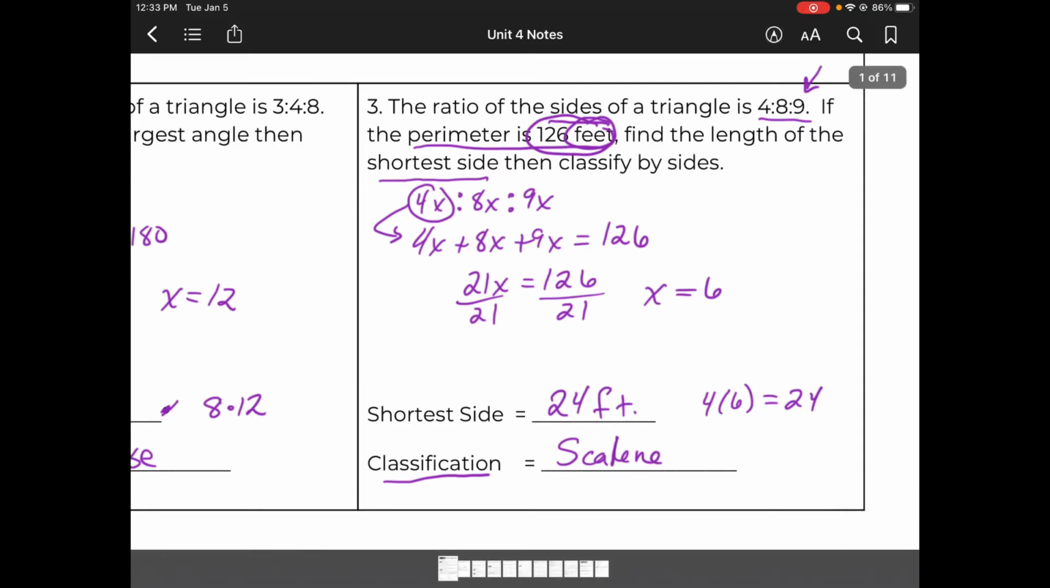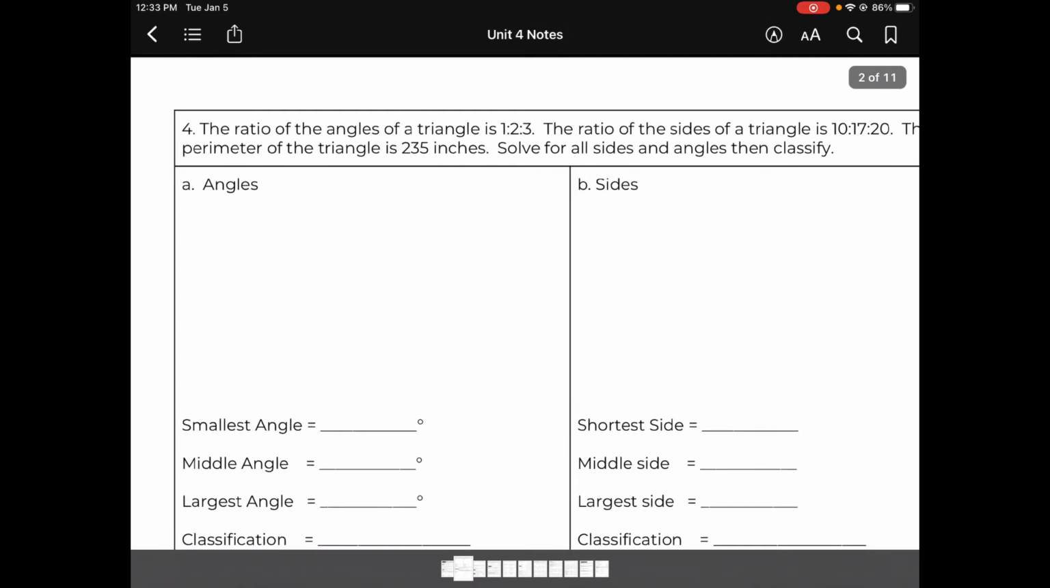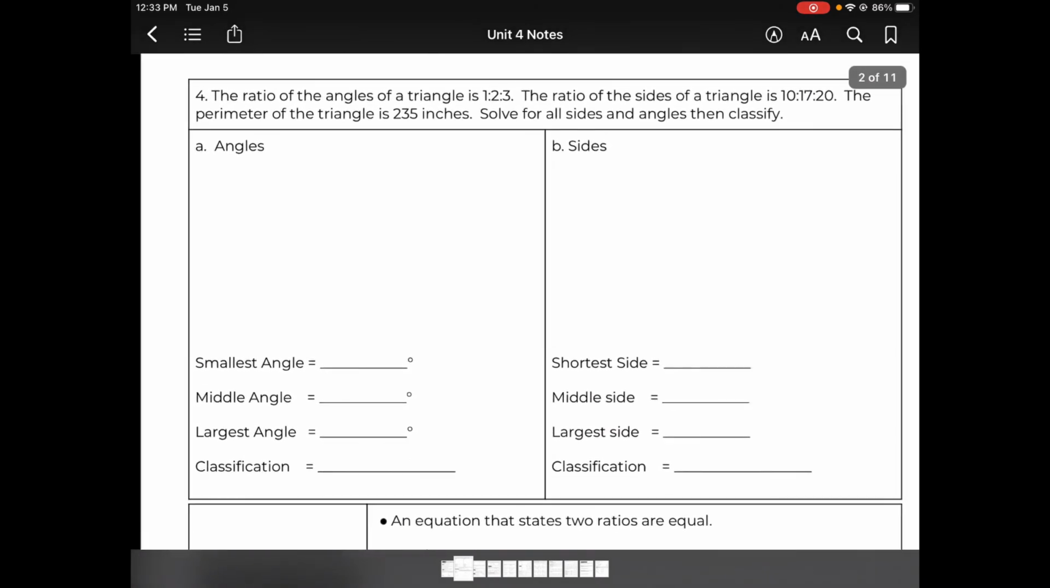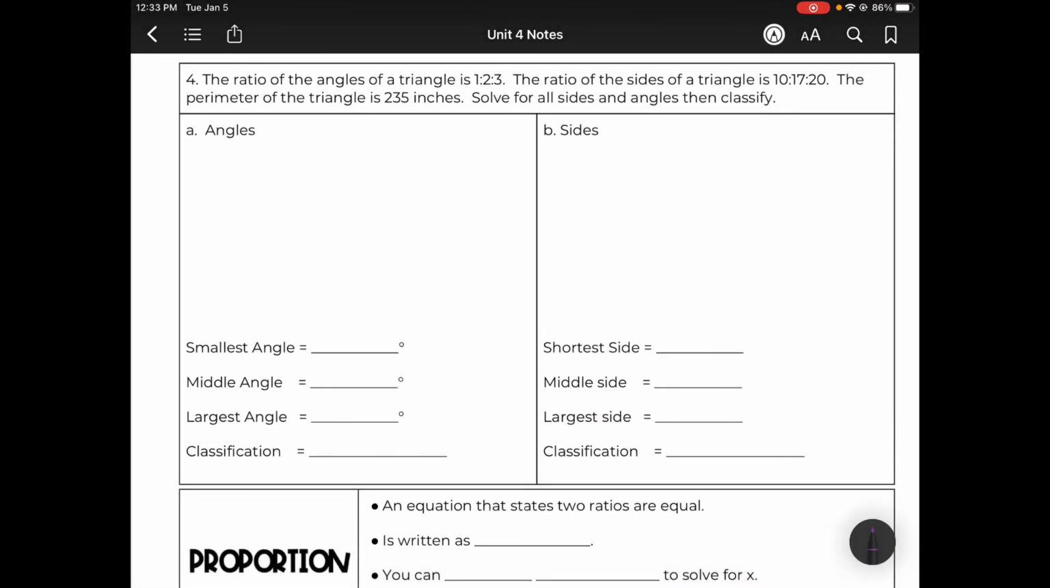Okay? Let's continue moving along. In this next example, example 4 is really a combination of the two examples we just did. The first sentence says the ratio of the angles of a triangle is 1 to 2 to 3. Then it gives you another ratio. The ratio of the sides of that same triangle is 10 to 17 to 20. The perimeter of the triangle is 235 inches. Solve for all sides and angles and then classify in both categories.